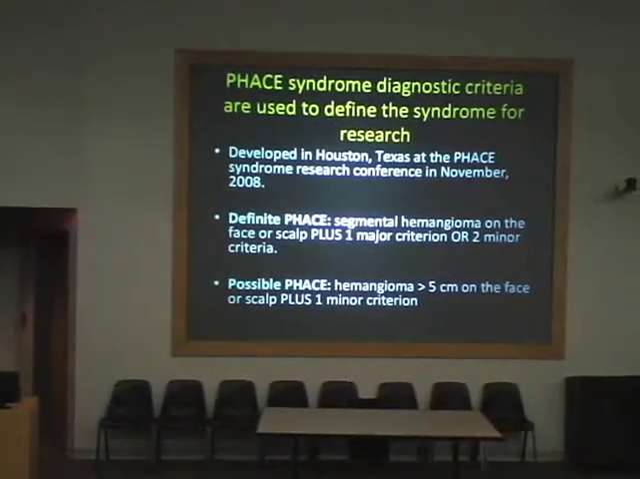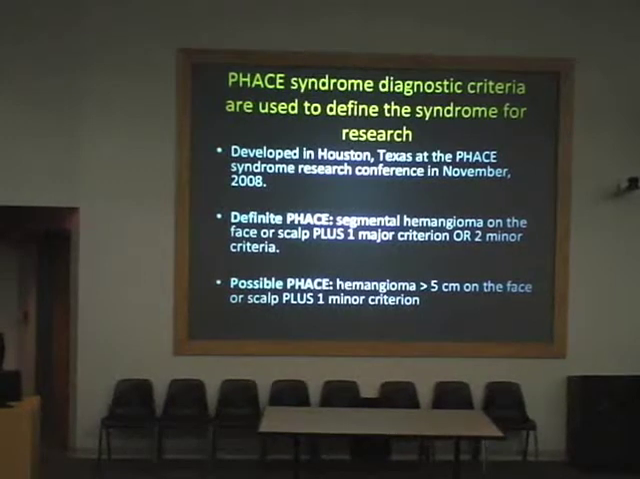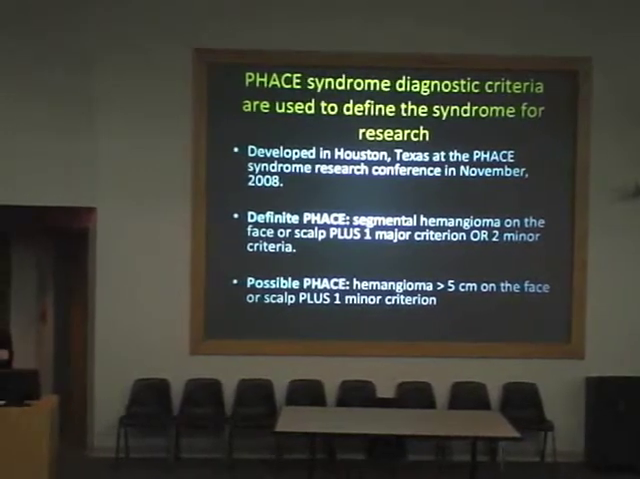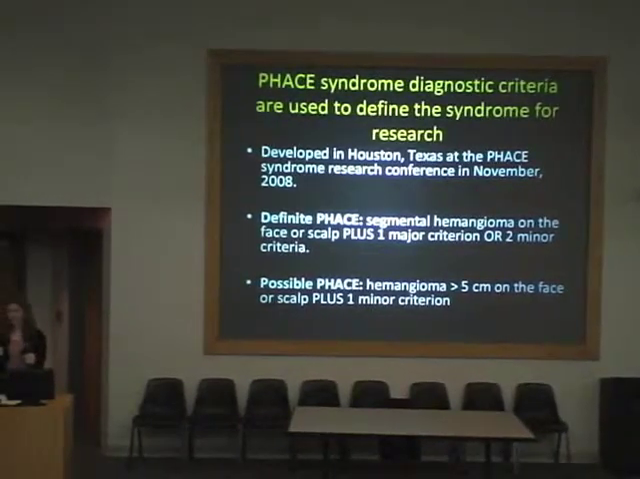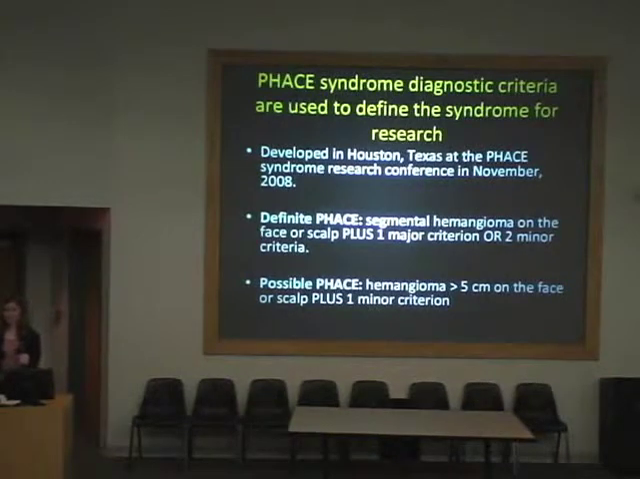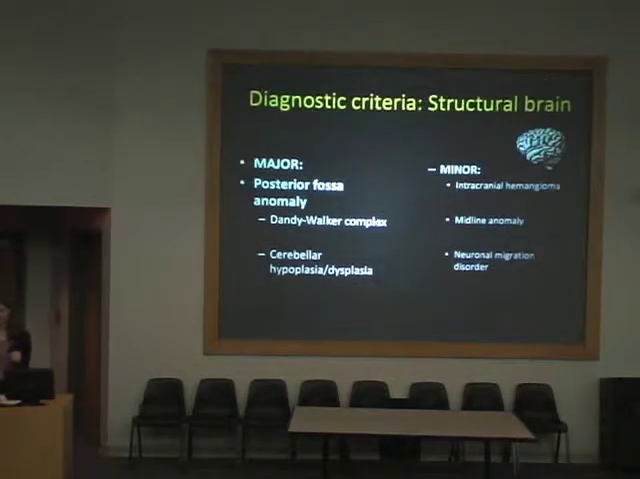We established our consensus criteria and came up with a definition for definite PHACE and possible PHACE. Definite PHACE has the segmental hemangioma plus one major criterion or two minor criteria. And possible PHACE has the large hemangioma plus one minor criterion.